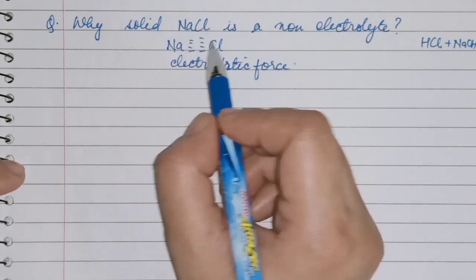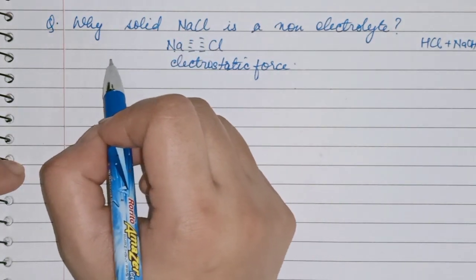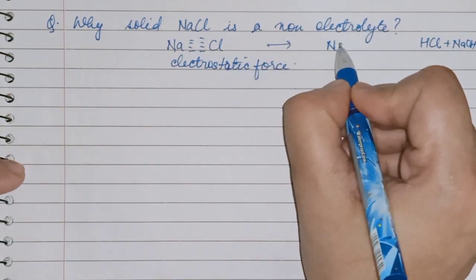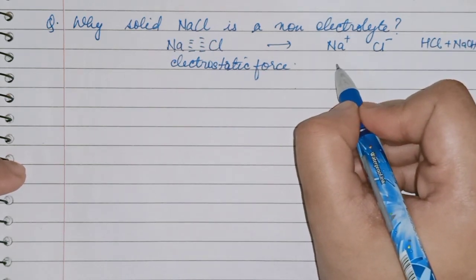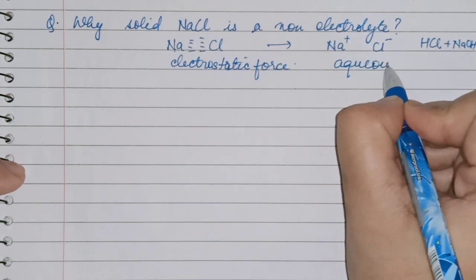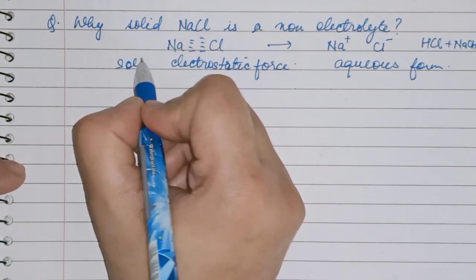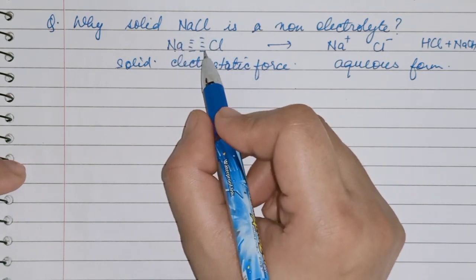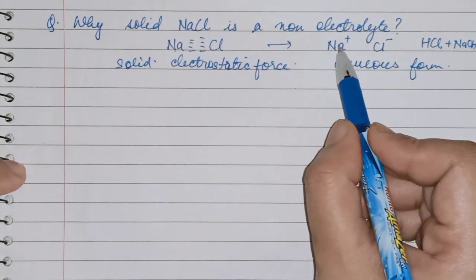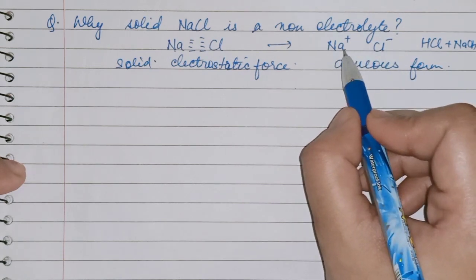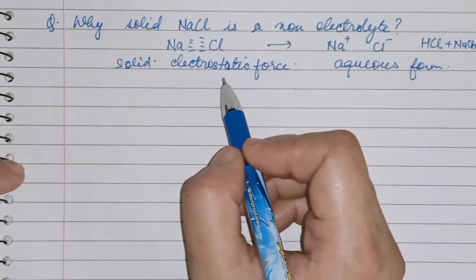What happens when they are dissolved in water? This force of attraction gets weaker, and they will be converted into their ions, Na plus and Cl minus ions. When NaCl is in solid state, the electrostatic force of attraction between them is very strong, so they are not forming ions. See, there is no ion, and when they are dissolved in water, they form ions. Where ions are forming, they can conduct electricity. Where there is no ion, they will never conduct electricity.